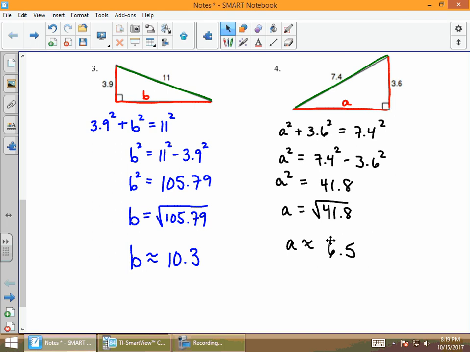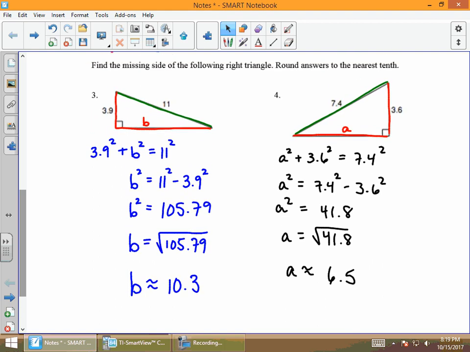So taking a look at the Pythagorean theorem, make sure that you're plugging in the proper positions a, b, and c, always making sure you identify that hypotenuse to be c.